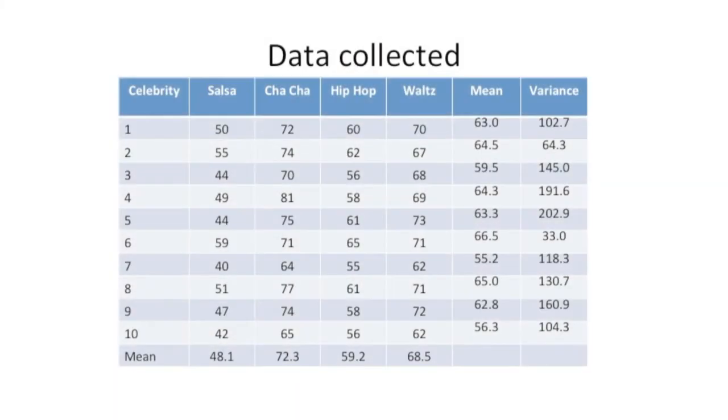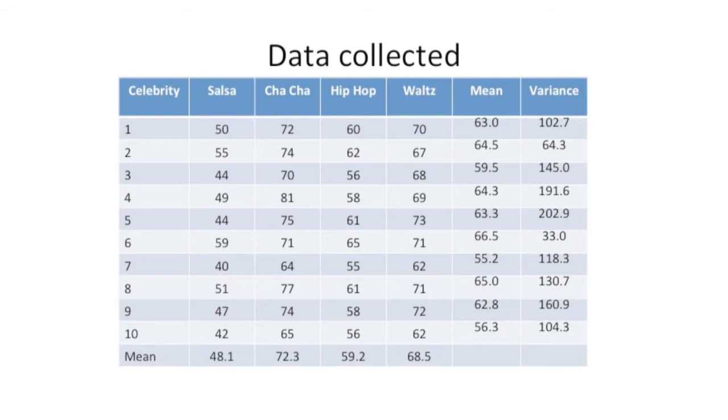They've all danced salsa, hip hop, waltz, and cha-cha, and the scores you can see are the scores that a judge has given them out of 100 for that particular dance. So celebrity 1 scored 50 out of 100 for their salsa, 72 in the cha-cha, 60 in hip hop, and 70 in waltz. All these scores for celebrity 1 are different. So there's some variability in their scores across all the dances for this particular celebrity. For salsa, they scored quite a bit lower than they did for waltz and cha-cha. So there's variability within celebrity 1 of 102.7. This is a variance within the person.